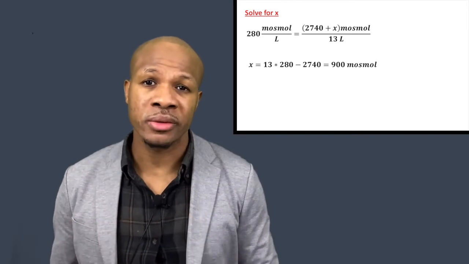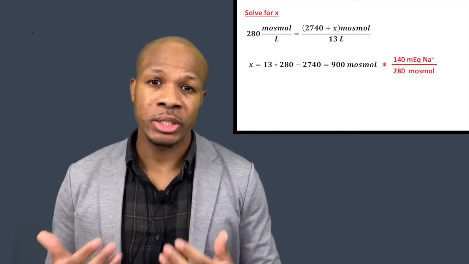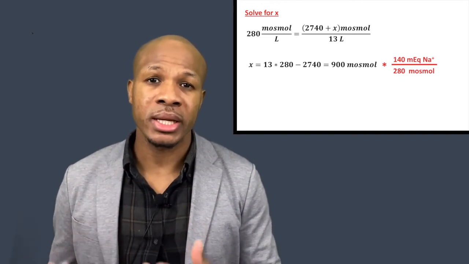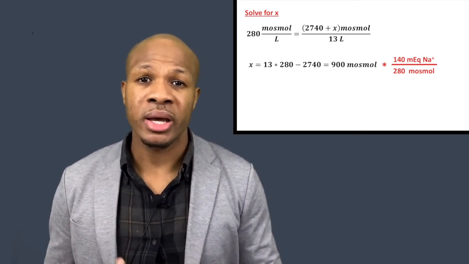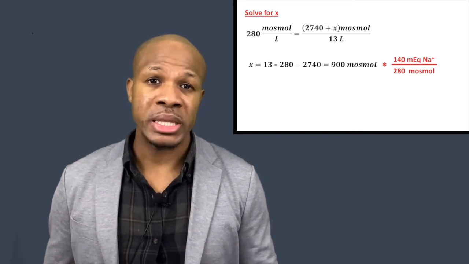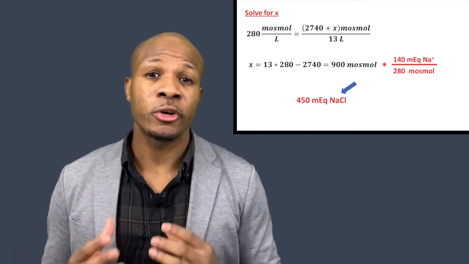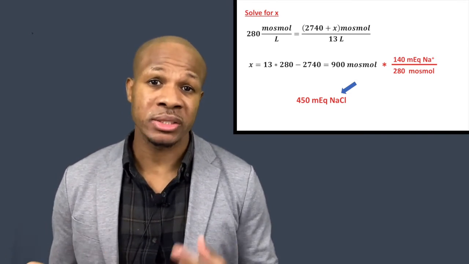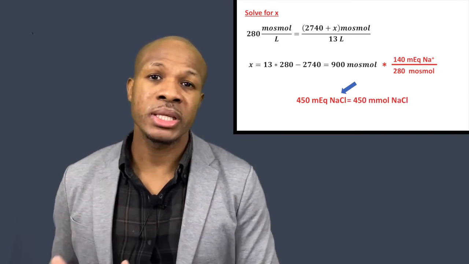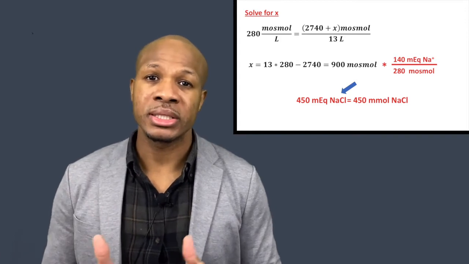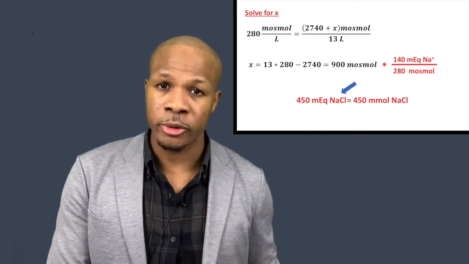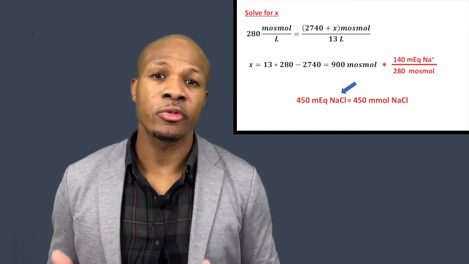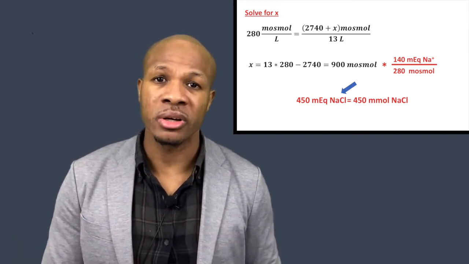And we know that 140 milliequivalents of sodium is equivalent to 280 milliosmoles of particles. So we just need to multiply 900 times 140 and divide by 280. So that ends up being 900 divided by 2. So that ends up being 450 milliequivalents of sodium chloride. Sodium chloride has a valence of 1, and therefore a milliequivalent of sodium chloride is equal to a millimole of sodium chloride. So 450 milliequivalents of sodium chloride is equivalent to 450 millimoles of sodium chloride.